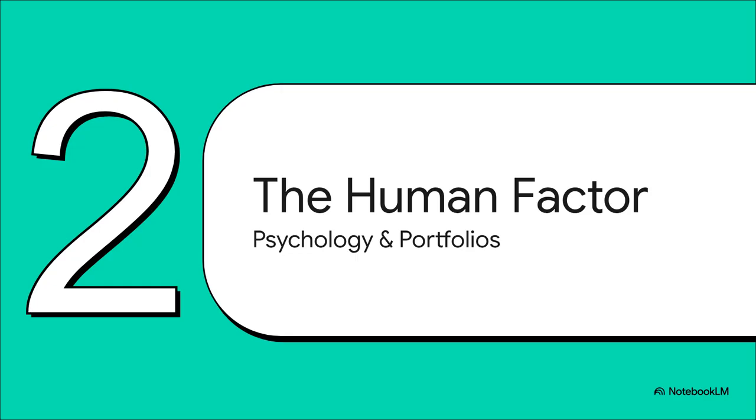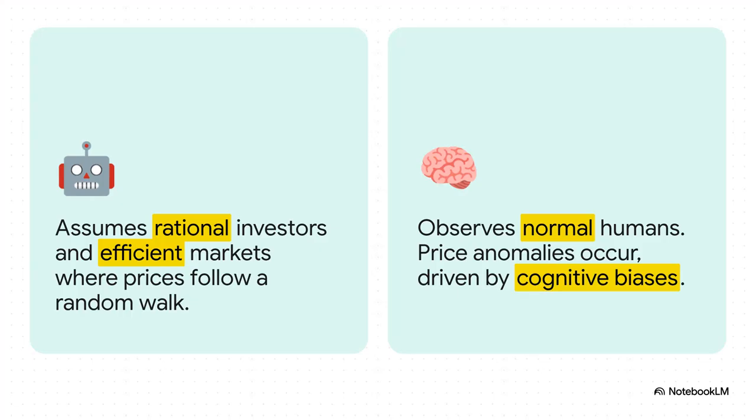Now, if markets were really that perfectly efficient, then things like market bubbles and sudden crashes shouldn't really happen. But as we know, history shows us they do. This brings us to the compelling counterargument, where the field of behavioral finance introduces that unpredictable and often irrational human element into the financial equation. And this is where the two paradigms really diverge.